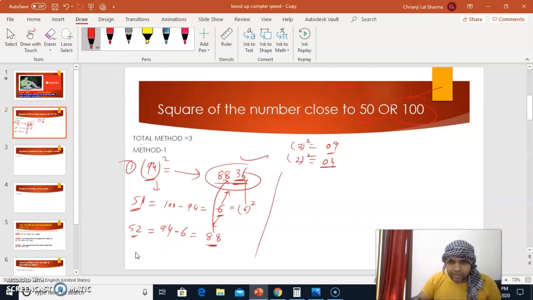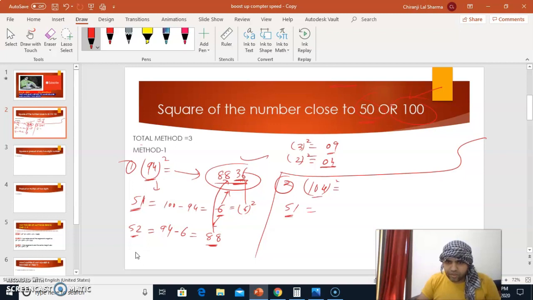Let's take another example which is more than 100. Suppose you are taking the example of 104. Let's apply the same step 1. In this step 1 you subtract 100 from the given number so that you get a number, this 4, and you have to write the square of this 4. Whatever the square is, you write it here in two digits. This is step 1.